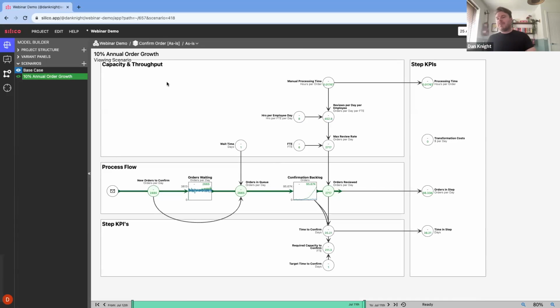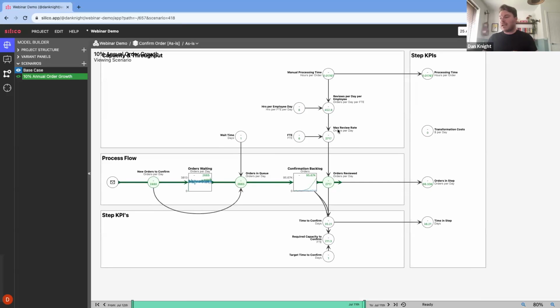So what we have here is a basic process step for the confirm order phase. I'm just going to walk you through this now, so we all understand what's happening. We have our new orders coming in. They then go into a waiting queue, and there is a 1-day wait before these orders are put into the queue to be processed. We then have a backlog, and then we can get these orders reviewed by somebody. What we have here is the manual processing time, the reviews per day, and then the max that we can review. Because there's 6 FTE, we can review this amount each day. This then equates to what we can see here, which in our green scenario, which matches this line here, we can see there is a backlog.